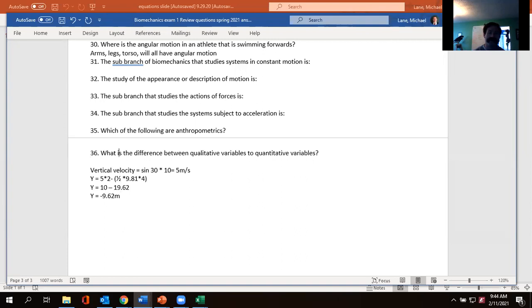So remember, anthropometrics are going to be weight, size, dimension, shape, etc. of an object, or of a person, of a limb, of a body, etc.